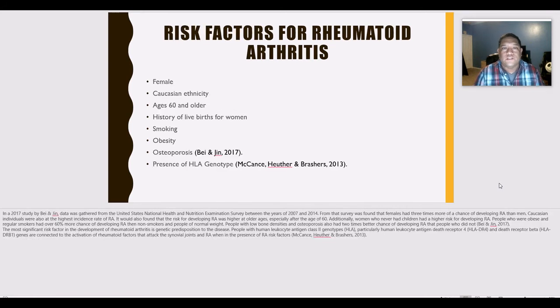So what are the risk factors for rheumatoid arthritis? There are several. Some non-modifiable risk factors would be being female in gender, Caucasian ethnicity, and your age. It's more prevalent when you're older, specifically after the age of 60. If you are a female with a history of live births, also if you have a history of osteoarthritis. Some modifiable risk factors include smoking and being obese. Now, the most important risk factor for rheumatoid arthritis is the presence of the HLA gene in a person's genome. This is the main risk factor that causes the activation of rheumatoid arthritis.